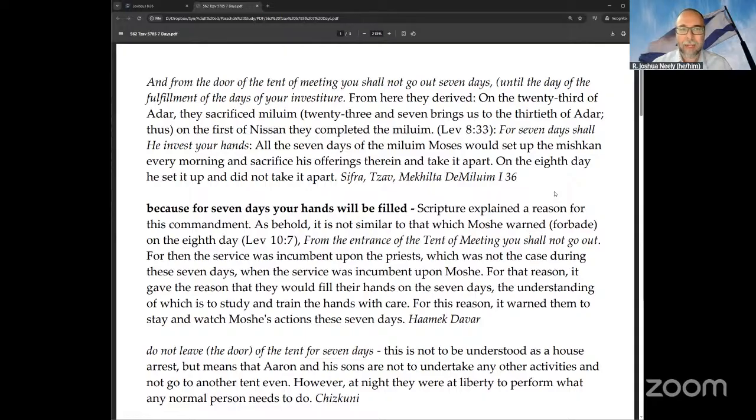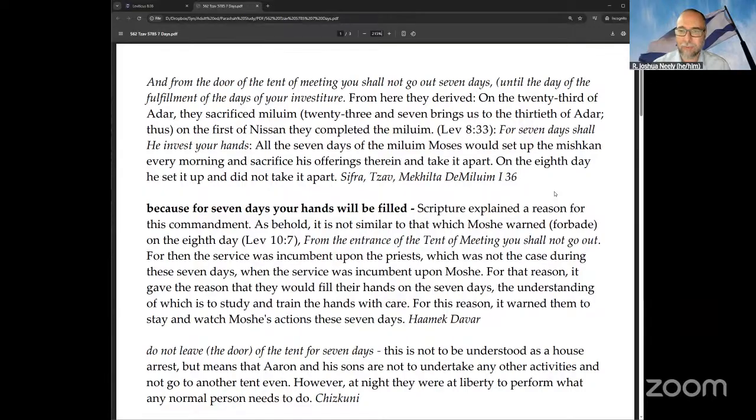"And from the door of the tent, you shall not go out 7 days, until the day of the fulfillment of the days of your investiture," that filling of the hands idea. From here, they derived, on the 23rd of Adar, they sacrificed Miluim. That is, the 23 and 7 brings us to the 30th of Adar. Thus, on the 1st of Nisan, they completed the Miluim.